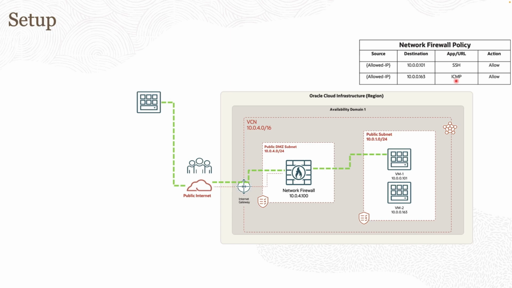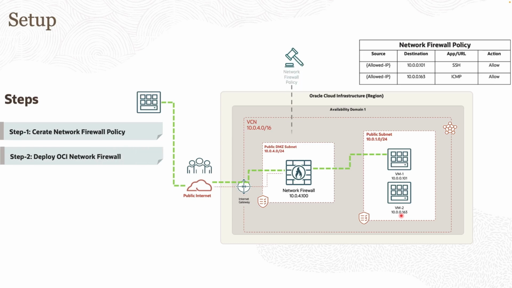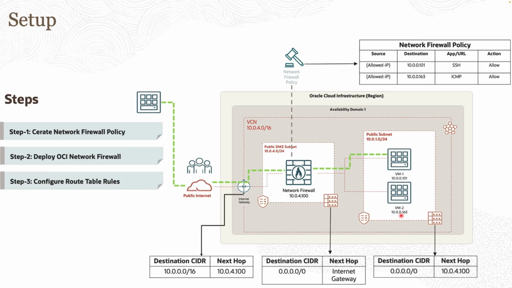So to deploy this use case, we will follow the step-by-step process, where I have already created a VCN, public subnet, DMZ subnet, and 2 compute instances. So our first step will be to create a network firewall policy with all the rules that are required to limit SSH and ICMP. Then deploy the network firewall and attach the created policy. In step 3, we will configure the routing table as shown in the architecture diagram to ensure that all the incoming and outgoing traffic is routed through a network firewall.